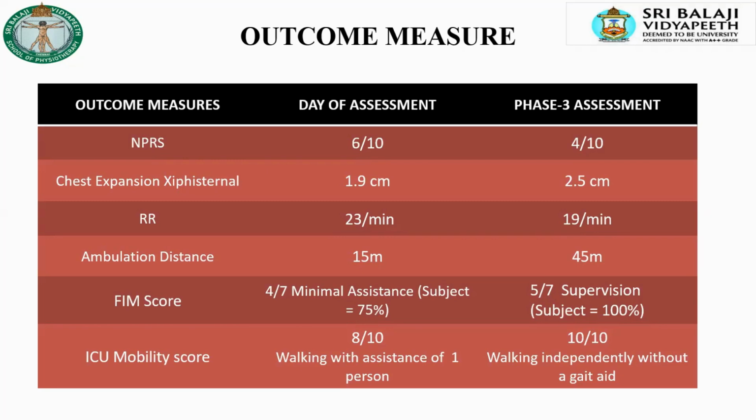FIM score on the day of assessment is 4/7, minimal assistance, subject is 75%. At the phase 3 assessment 5/7, supervision, subject can do 100% of their work activity. ICU mobility score: walking with assistance of one person on the day of assessment, and walking independently without a gait aid at the phase 3 assessment.